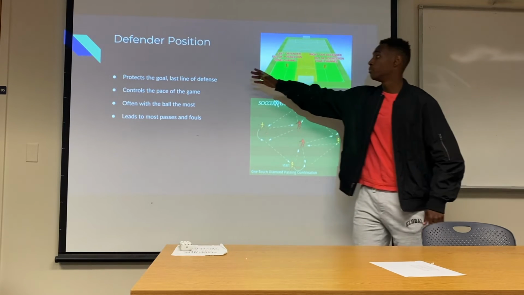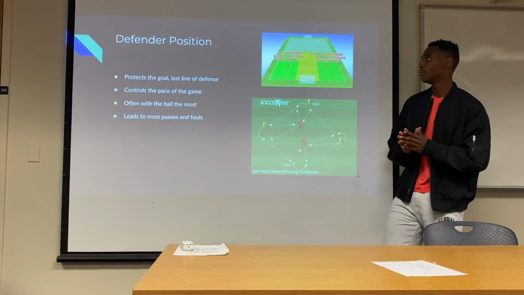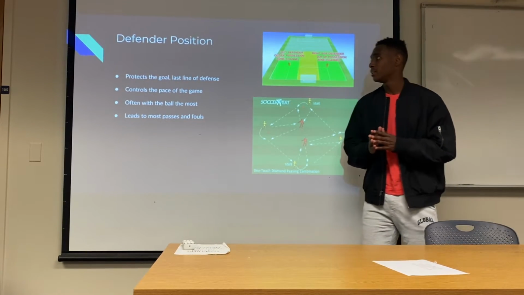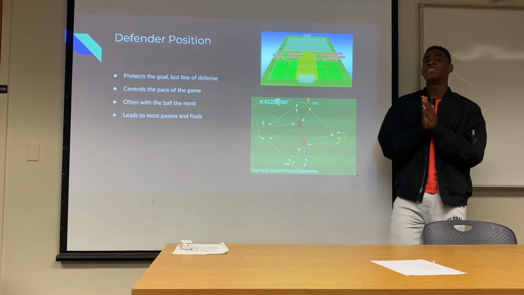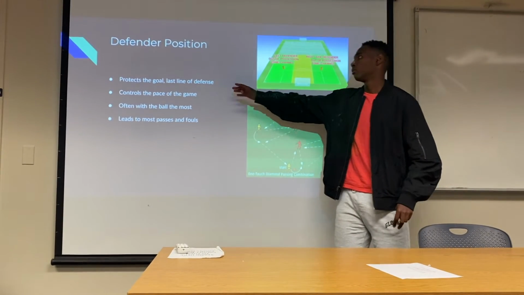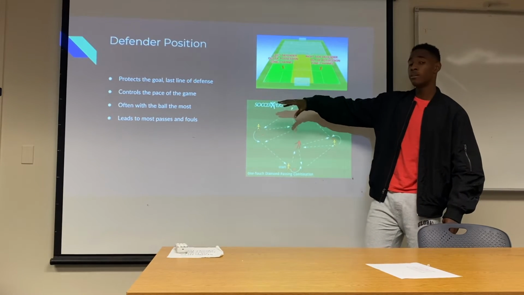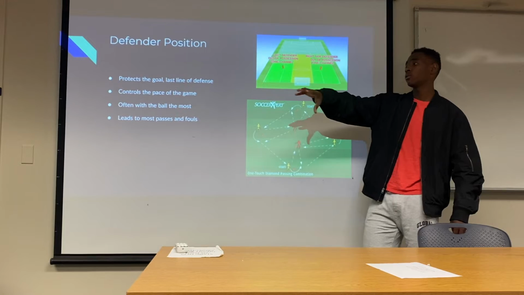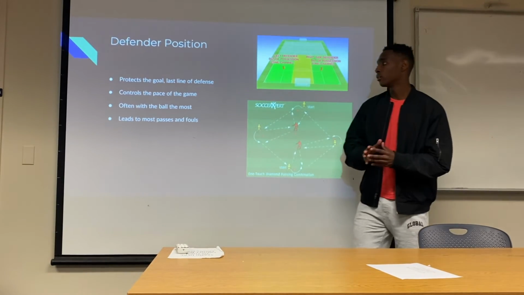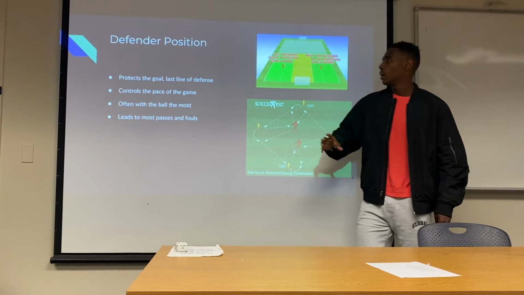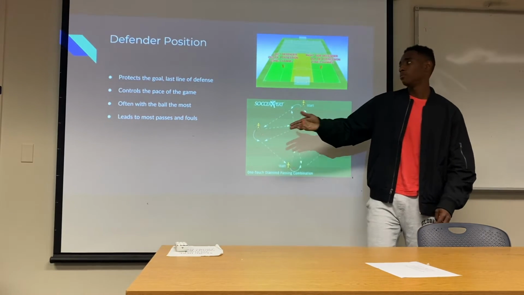Next, we've got the defender position. So the role of the defender is basically protecting the goal. They're the last line of defense. They basically get to see the whole pitch and get to mark the striker. They control the pace of the game, and they dictate the pace of the game too.